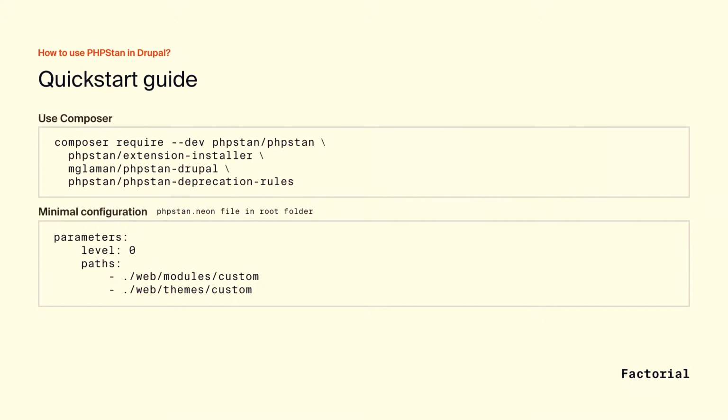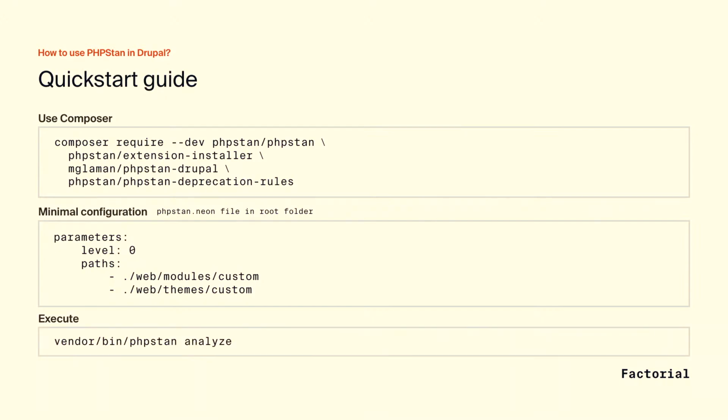Who's wondering about NEON? Don't be afraid. This is pretty similar to YAML. And then we're all set and done. We can execute the PHPStan analyze, and it will give us the first results for our code base. Pretty easy.